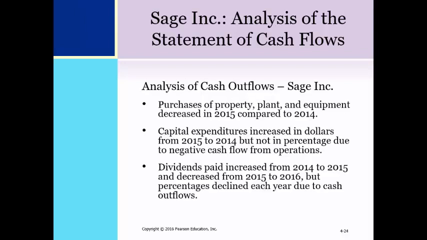Sage reduced purchases of property, plant, and equipment in 2015 compared to 2014. The capital expenditures increased in total dollars from 2014 to 2015, but not in percentage of total outflows due to the negative cash from operations. Dividends increased from 2014 to 2015, but decreased from 2015 to 2016, and decreased as a percentage of total outflows in each of the years after 2014.